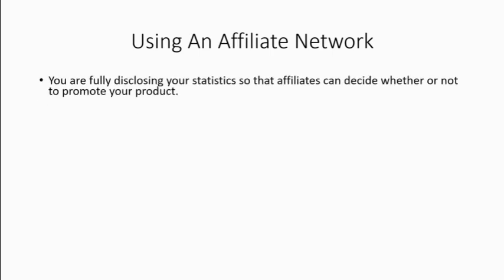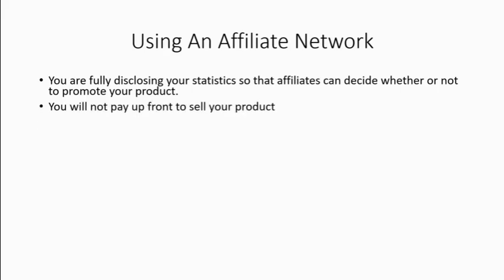Let's talk a little bit about using an affiliate network to sell your product. Okay, one of the things about using an affiliate network is that you are fully disclosing your statistics, right? What you're trying to do is make sure that your affiliates see how well your product is selling, because that is how they're going to determine whether or not they're going to promote your product, right? So even if you decide that you're only going to use the network in order to deliver your product, if you're going to have all these settings turned on, you're going to be listing your statistics to the public, right?